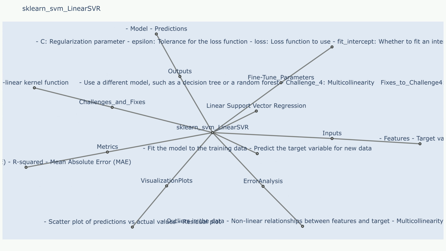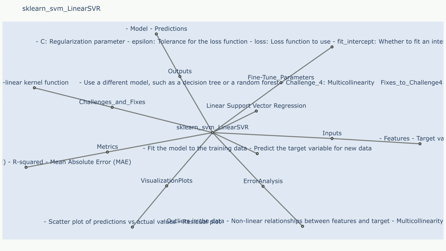the loss function used. Step 3: model training. Fit the linear SVR model to the training data X, Y using the fit method. Step 4: prediction. Use the trained model to make predictions on new data by calling the predict method.